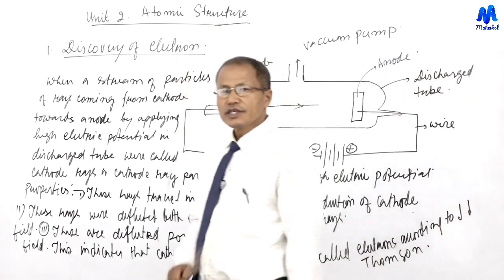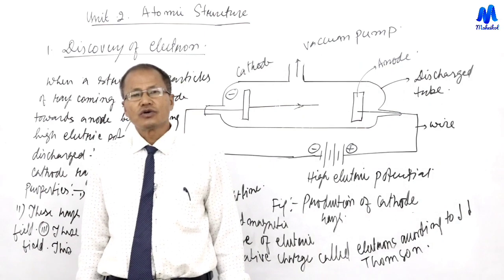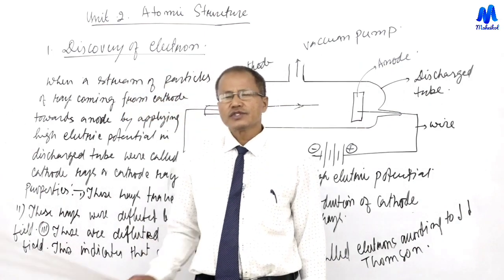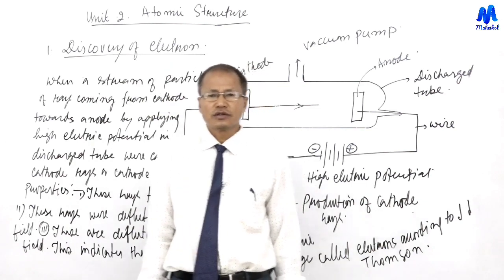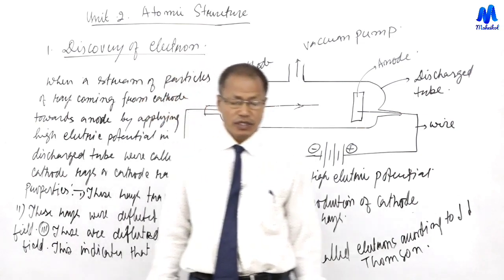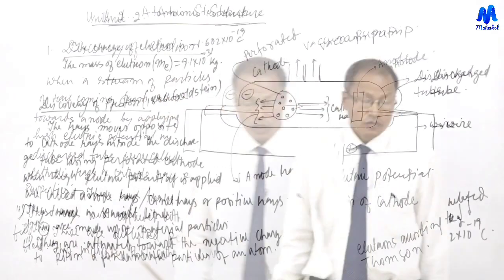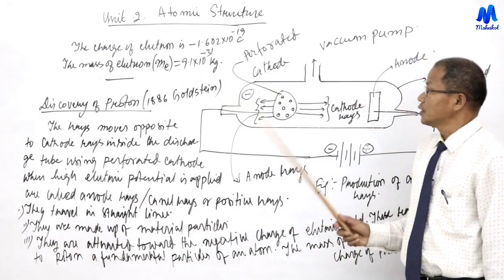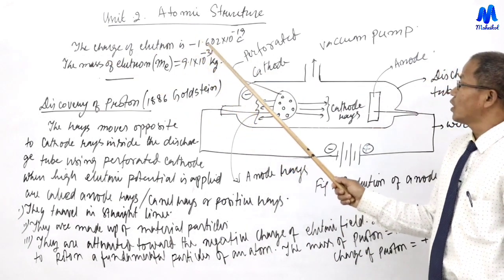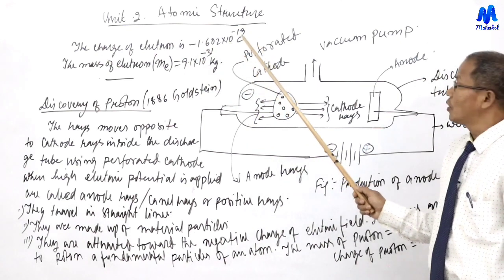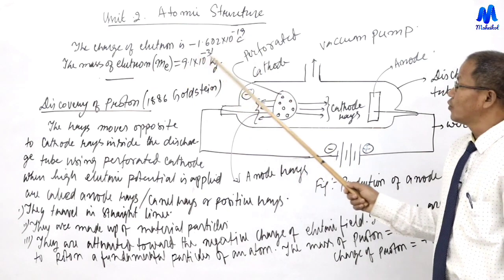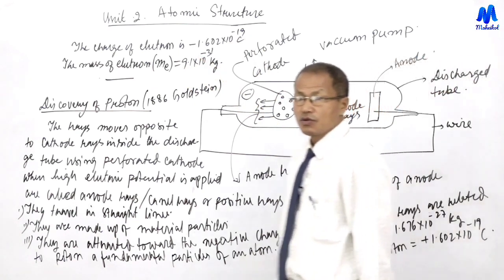This indicates that cathode rays contain negatively charged electrons, and the negatively charged electron is the fundamental particle of an atom. Now you see, the charge of the electron is equal to minus 1.602 × 10^-19 coulomb, and the mass of the electron is equal to 9.1 × 10^-31 kg.